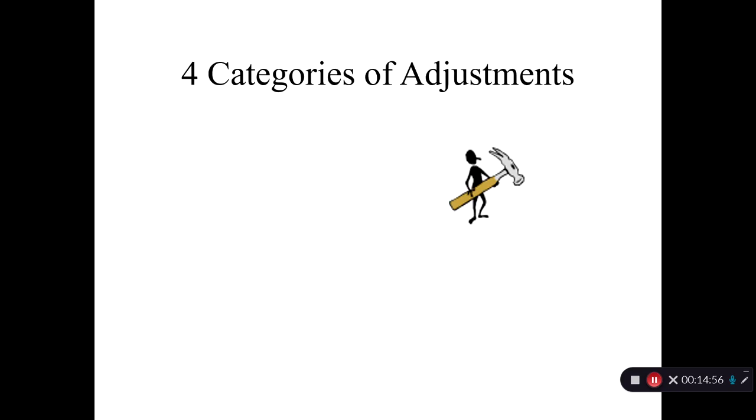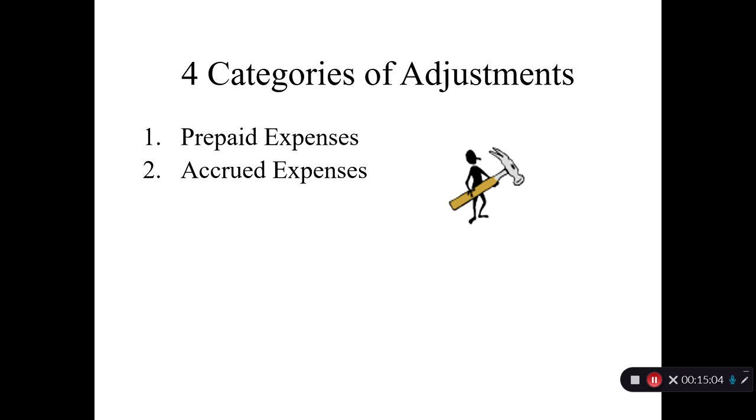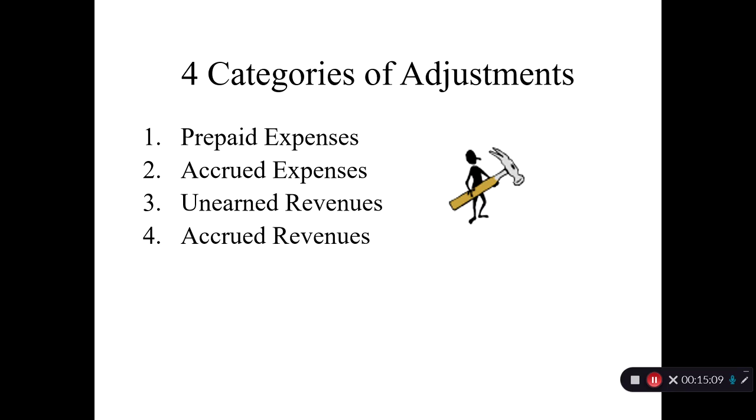Okay, we're going to group our adjustments into 4 categories as we learn them. We're going to call them prepaid expenses, accrued expenses, unearned revenues, and accrued revenues.